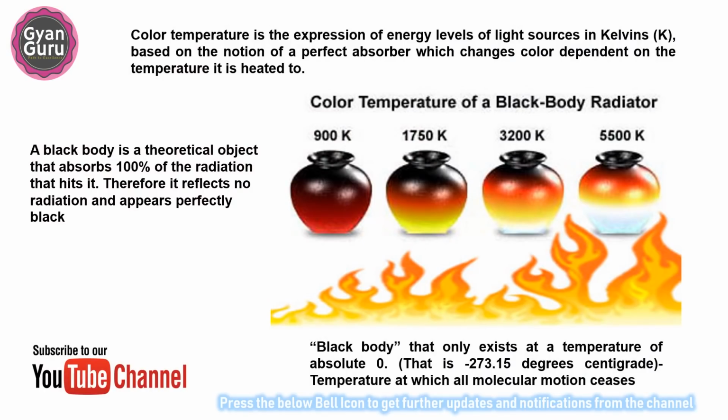A black body is a theoretical object that absorbs 100% of the radiation that hits it. Therefore it reflects no radiation and appears perfectly black. As the term theoretical indicates, it is an object that can only be confirmed by scientific and mathematical processes.